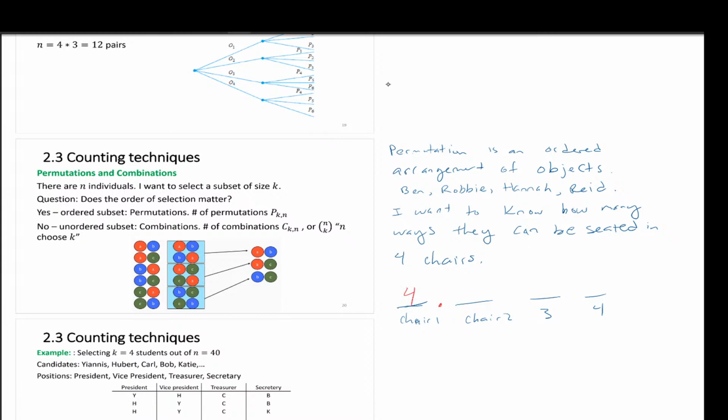And for each of those options, I have 3 options that I can put in the second chair. So any of the 3 remaining people that I don't put in the first chair can go in the second chair, and then 2, and then 1. So it's actually 4 times 3 times 2 times 1.